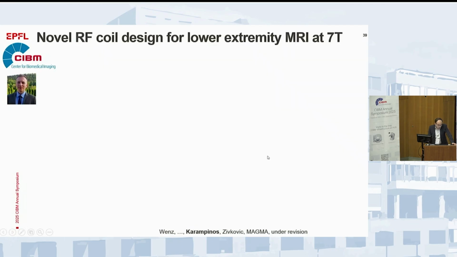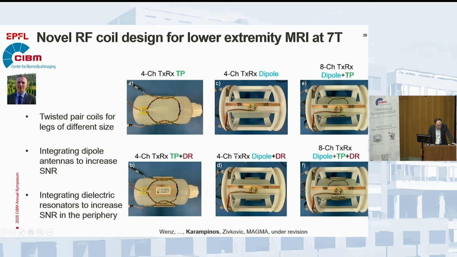Of course, the challenge when looking at this type of acquisitions at the 7 Tesla is that we are very limited, the human 7 Tesla, the FCPG scanner, we are very limited in terms of RF coils. The current coil that we have primarily is an extremity coil and has a limited coverage and also a limited diameter. What you could do, you could think of ways like the work that Daniel is doing, Daniel Wenz from the CIBM, looking at twisted pair coils for legs of different size and integrating dipole antennas and dielectric isolation to finally boost the signal-to-noise ratio.